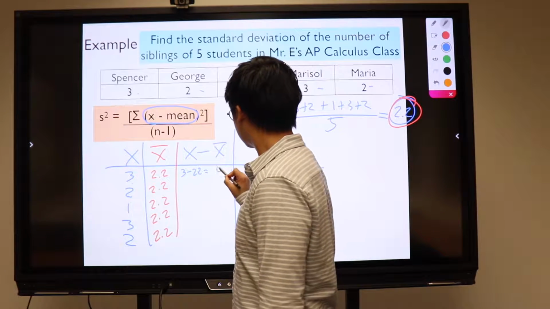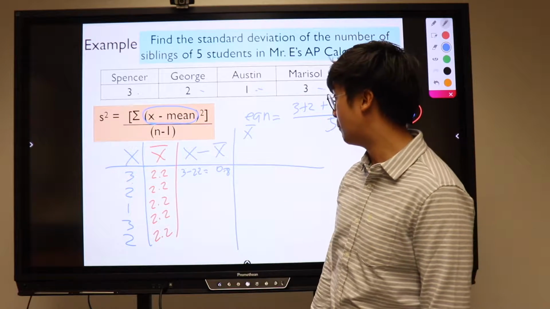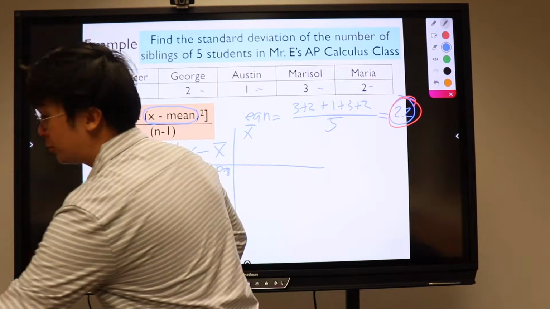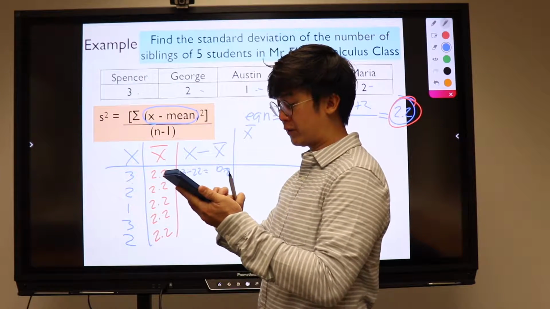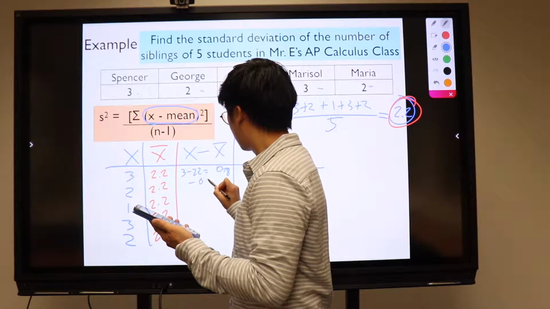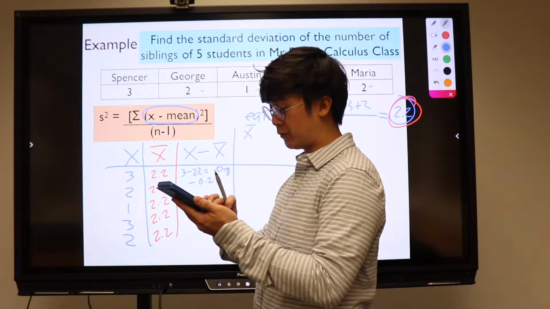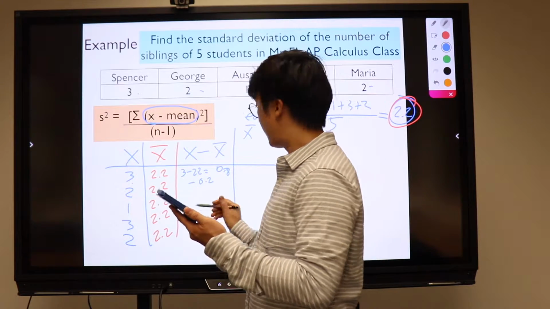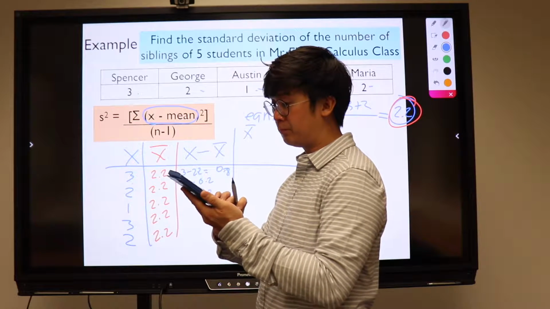So what is 3 minus 2.2? 0.8. And you will do it to every single item. What is 2 minus 2.2? 2 minus 2.2 is negative 0.2. What is 1 minus 2.2? Negative 1.2. 3 minus 2.2?